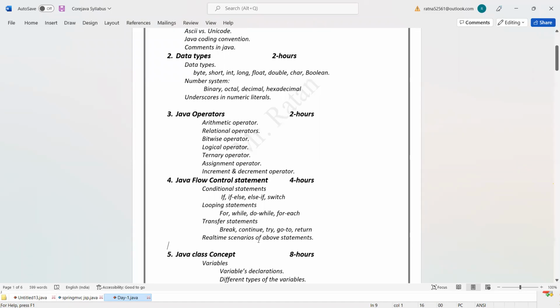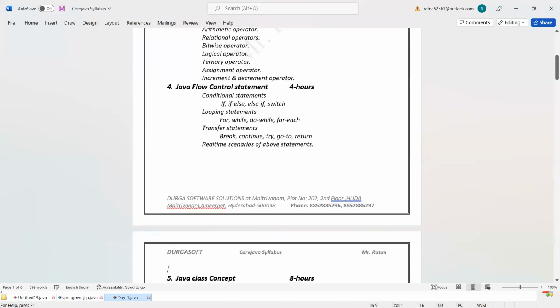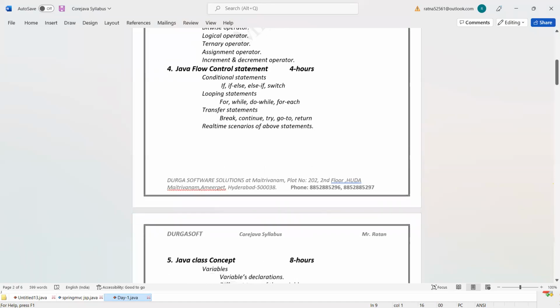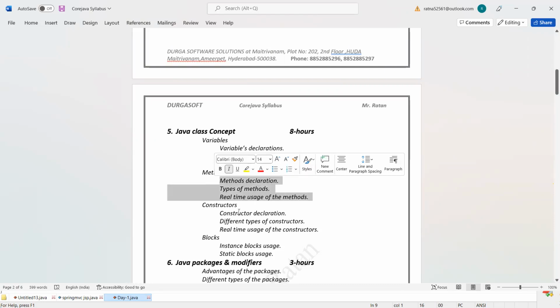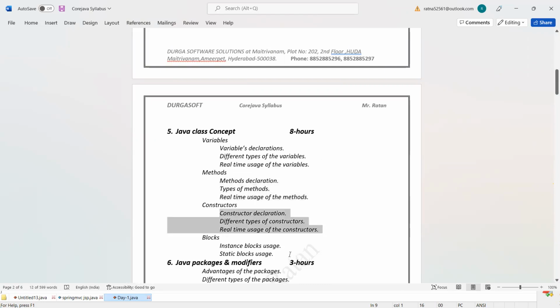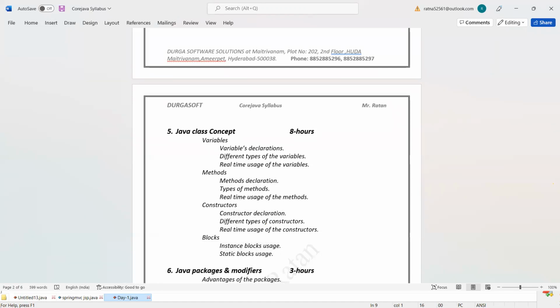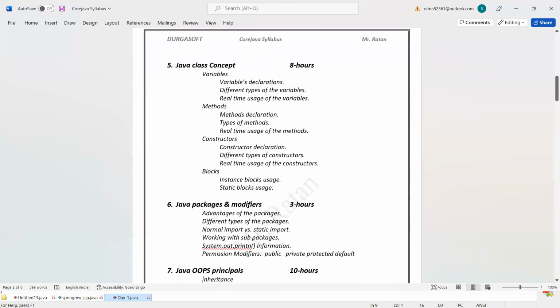Next one is the class concept. Class contains variable declaration. Variables we will see, and real-time uses of variables. And method declaration, types of methods, real-time uses of methods. It means from the application point of view, exactly where we will use the methods, where we will use the constructors, and where we will use the blocks, right?